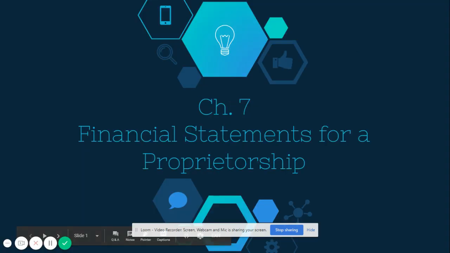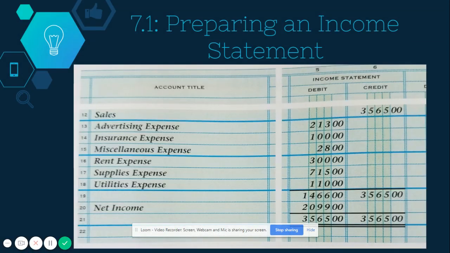7. Financial statements for proprietorship. Section 1. Preparing an income statement. To prepare an income statement, we use the information from our worksheet, the income statement column, which contains our revenue and our expenses, and our net income or net loss.